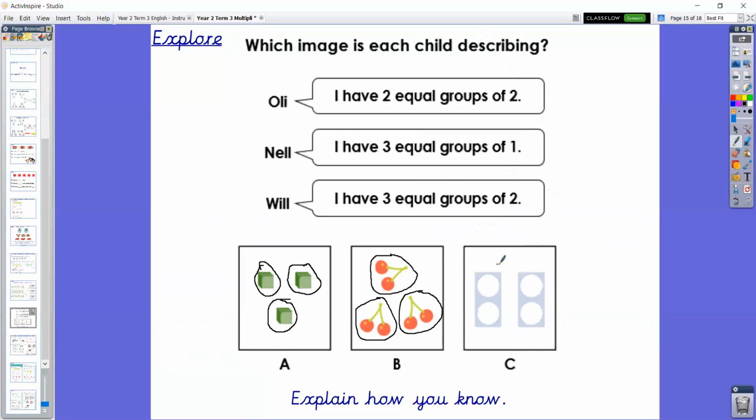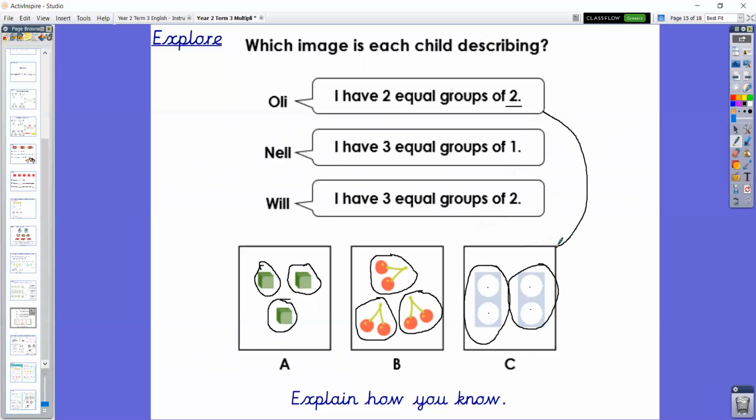Let's have a look at C. 1 equal group, 2 equal groups. Fantastic. So Ollie said he has 2 equal groups. It must be C. But let's check. He said he had 2 equal groups of 2, which must mean that there is 2 inside each group. And as you can see here, the Numicon pieces are showing 2. Fantastic. So Ollie is describing picture C.